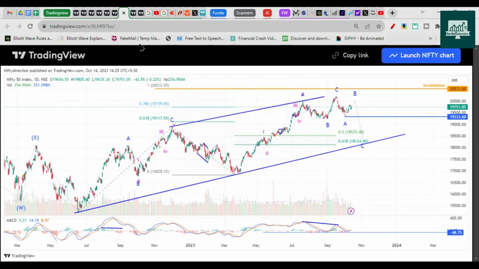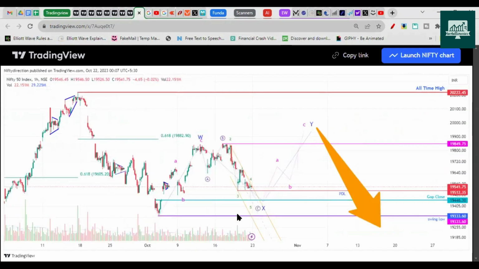So hope you understand the Nifty's move that we are considering positionally for next week and for the next session as well. So the idea is simple. If it opens a small gap down below the previous day's low, that is 19,518 something or 512, if it opens gap down, I would consider this as the end of wave C.